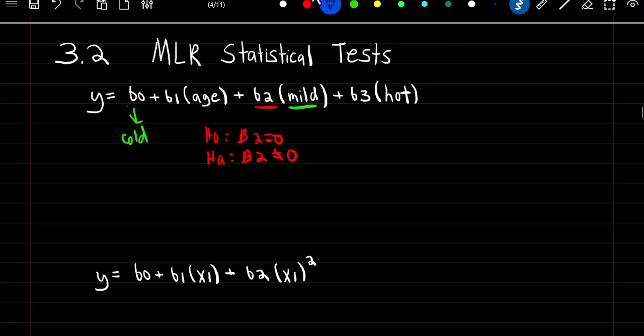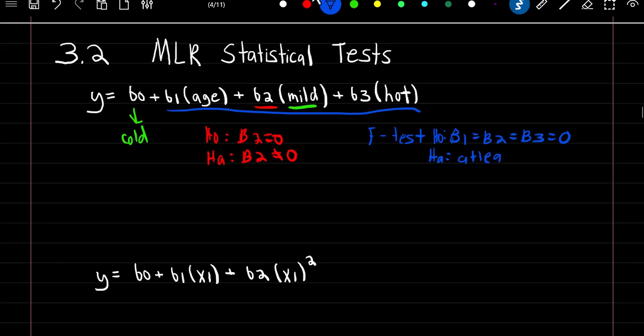Now, if we want to see if any of our predictors were statistically significant, we would use an f-test. So with an f-test, we're saying our null hypothesis is that beta 1 is equal to beta 2 is equal to beta 3 is equal to 0. And then our alternative hypothesis is at least one of beta 1, beta 2, beta 3 is not 0. So with the f-test, we check if any of them are statistically significant.